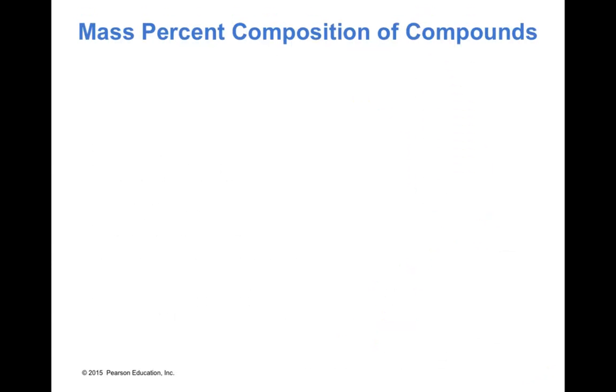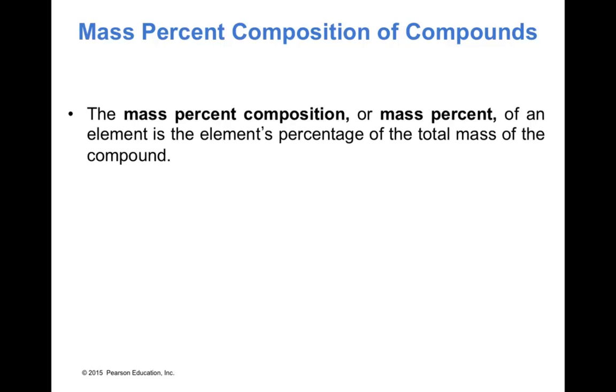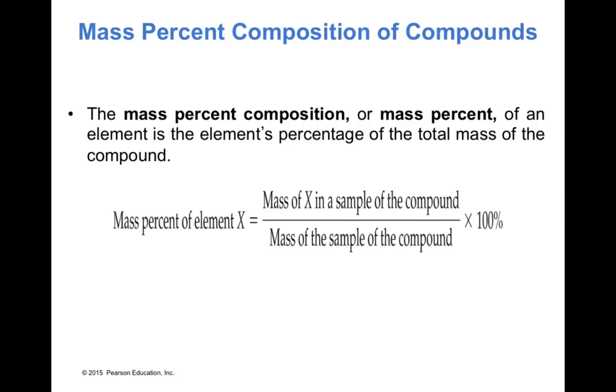Let's talk now about the mass percent composition of compounds. This, also known as the mass percent of an element, is the element's percentage of the total mass of the compound. So for example, here we have the mass percent of element X is the mass of X in a sample of the compound divided by the mass of the sample of the compound times 100. Okay, so basically the mass percent of the element X is the mass of X divided by the total mass of the compound.